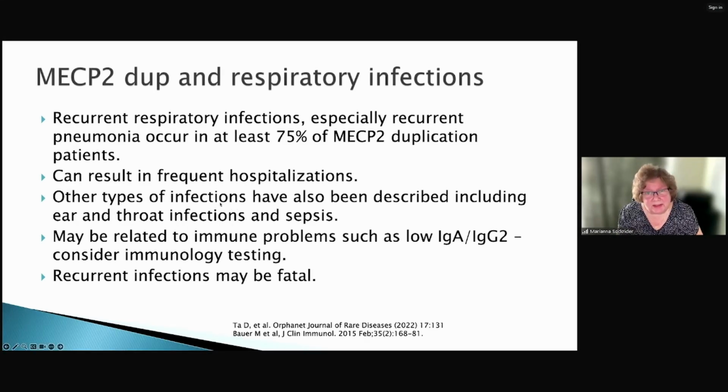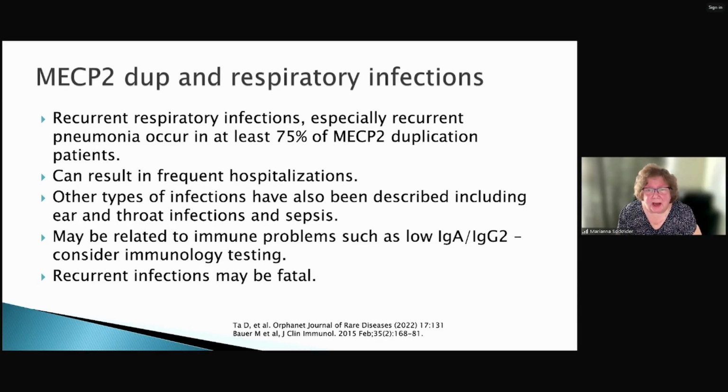Now, one of the things that is quite common with MECP2 is the risk of recurrent respiratory infections, and particularly recurrent pneumonia. This has been described in at least 75% of patients, and this can result in frequent hospitalizations. Other types of infections have also been described: ear, throat, sepsis.